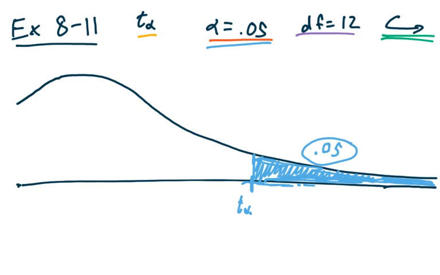All right, so anyway, we'll go right ahead and do exactly what we've done in the past. We'll look at row 12 degrees of freedom. We'll go over to the second column because that's one tail alpha equals 0.05. And we've got the value 1.782. So there that is right there, 1.782.